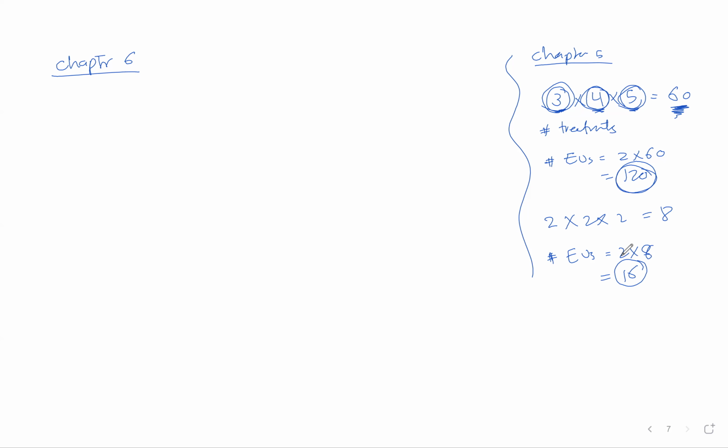So chapter 5 is similar to chapter 6, but what is the difference? We work with only 2 levels. So we call it 2 to the power k factorial design. 2 to the power k factorial design means we have k treatment factors, each has only 2 levels. So assume, for example, we have only 2 treatment factors. Example, 2 to the power 2 factorial design.